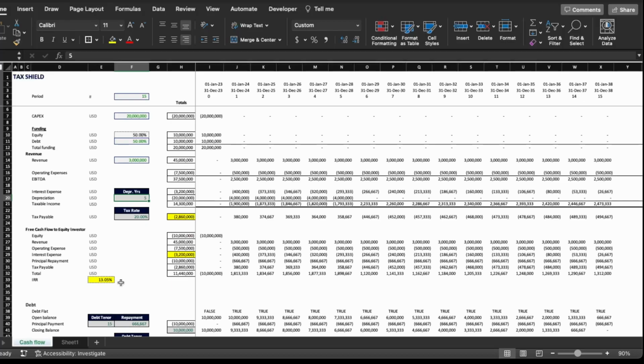But the question is, is it legal? Can we do it according to tax authorities? And the answer is yes. In fact, in the US, it is possible to depreciate assets in 5 years' time. So this is the effect of depreciation on the project's IRR.